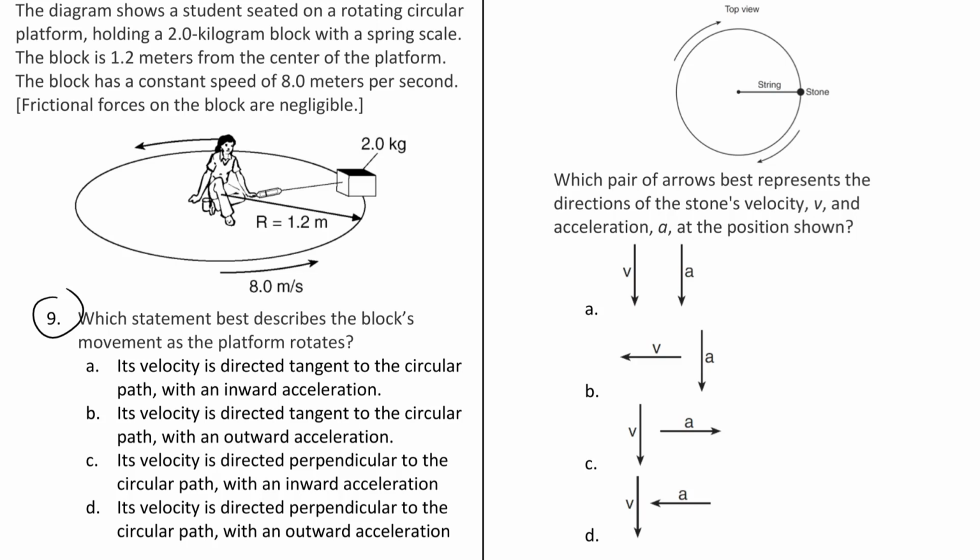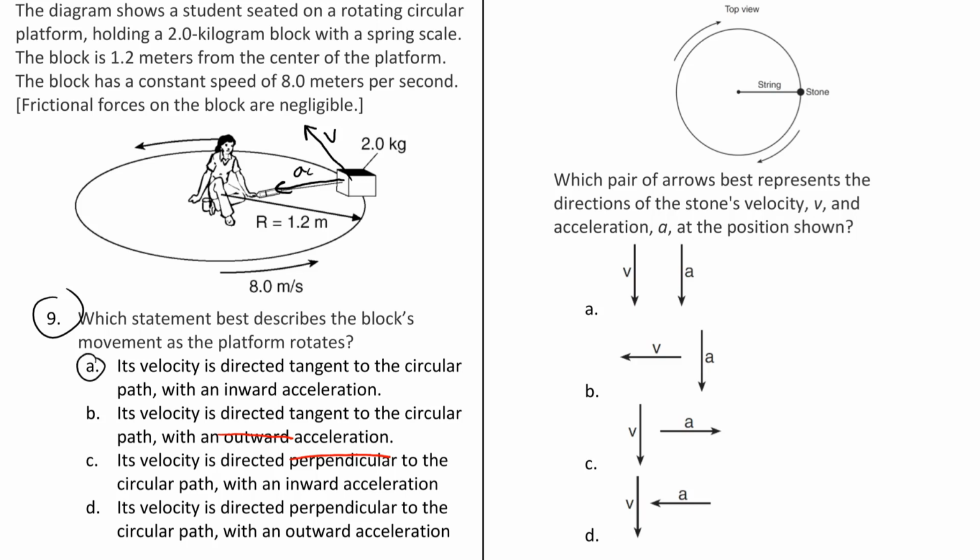Its velocity is directed tangent to the circular path. That's good. With an inward acceleration, yeah, towards the center of the circle. I like that. Its velocity is directed tangent to the circular path. That's good, except then it says an outward acceleration. Outward acceleration, no way. All right, the acceleration has to point towards the center of the circle and the velocity is tangent to the circle. Its velocity is directed perpendicular to the circular path. No way.